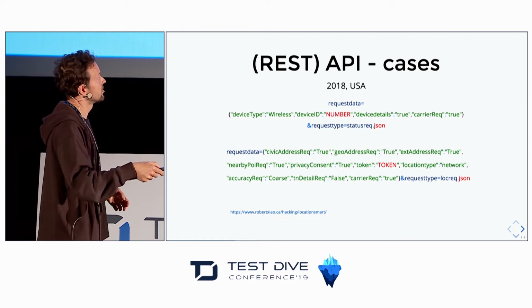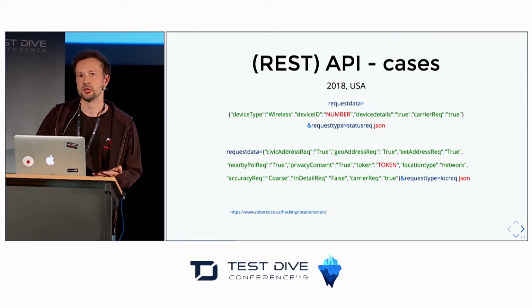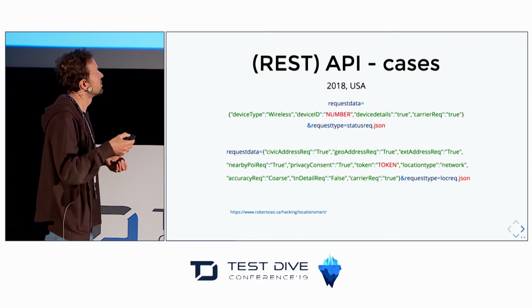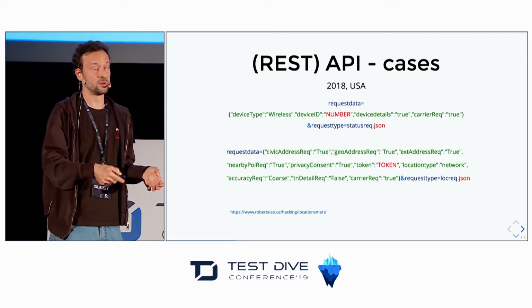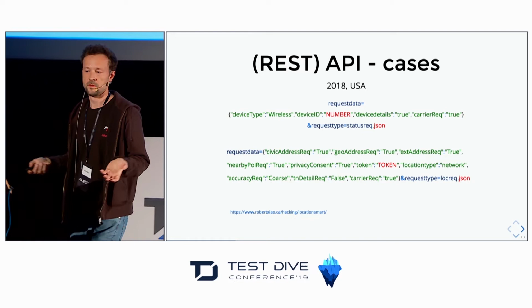And when you change this to JSON, so you want the response in JSON, then this first request returned you the code. The code was sent to the phone, but this also returned you the code, the token. So if you have the token, you can put it here and have the location of any single phone. A bit strange, but it worked.